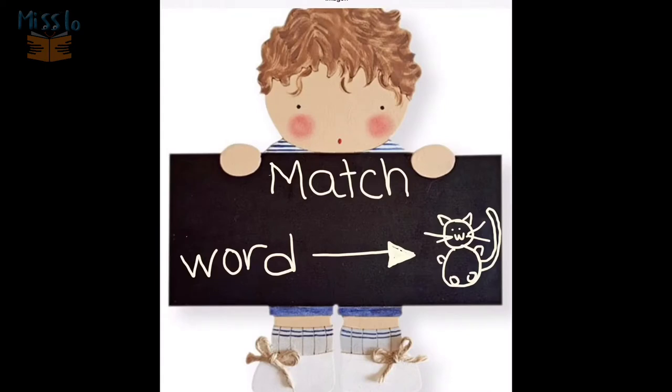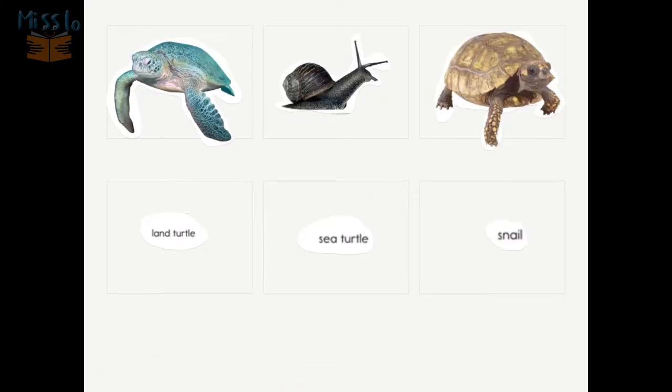It's time to match the word with the picture. These animals that we have in this picture are animals that have another kind of covering. Look at their covering. What do you think it is? It is called shell. It is a shell, like this one here. This is a shell, this is a shell, and this is a shell. They cover themselves with shell.